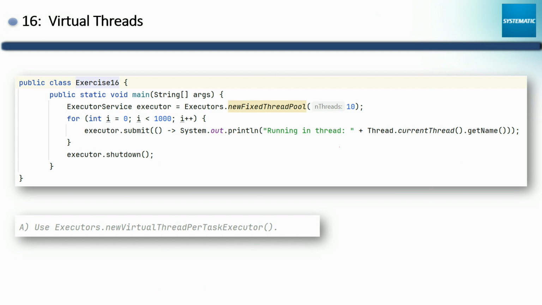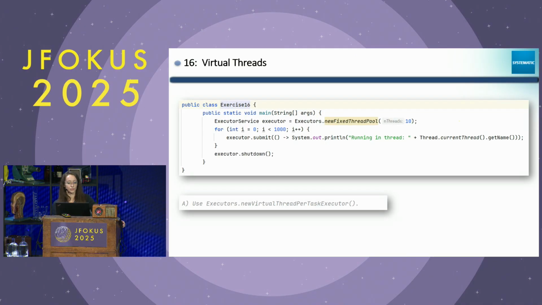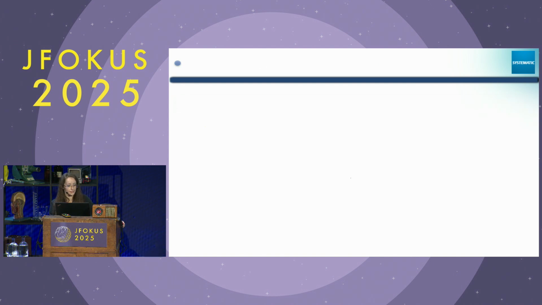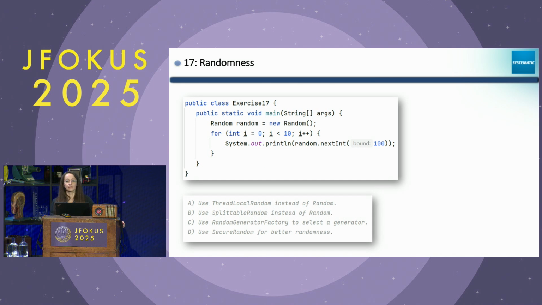It was introduced in Java 18, if I remember correctly. And it will automatically create a new virtual thread for each task submitted to it, so when it is needed. And because almost all of you selected this answer, let's quickly move to the next exercise. This is the last one, because the time's almost up.